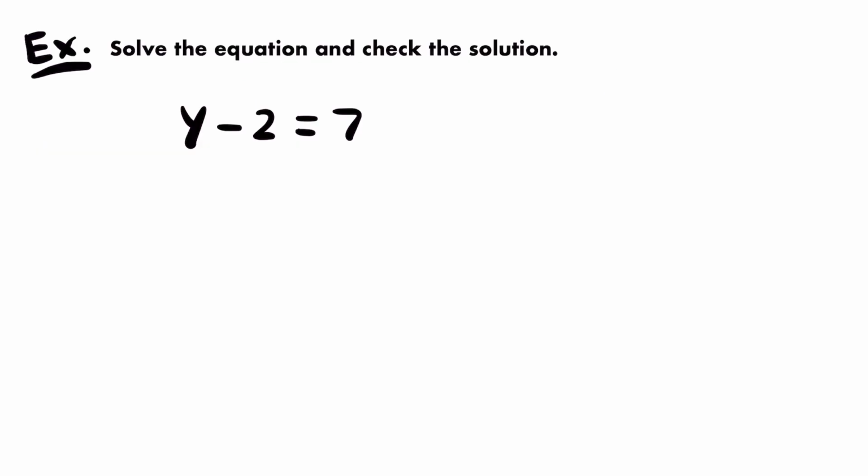For this example, we want to solve the equation and check the solution, and our equation is y minus 2 equals 7. So we don't have a variable of x in this case, our variable is y, but that doesn't change how we go about solving this equation. It's still in the form of a variable plus some constant equal to another constant.